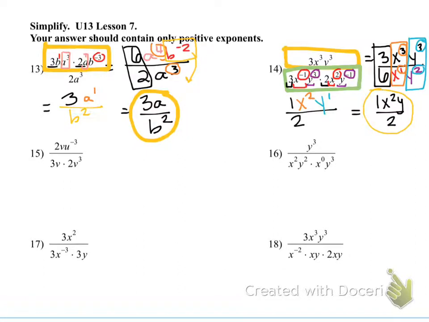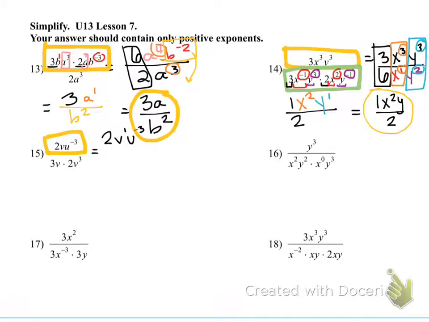All right, let's keep going. All right, so number 15. Again, we're going to split it up into the top of the equation and the bottom. So the top, can I simplify it? Nope, I cannot. There's not any multiple exponents or anything like that, just the same. So we've got 2v to the first, u to the negative 3.